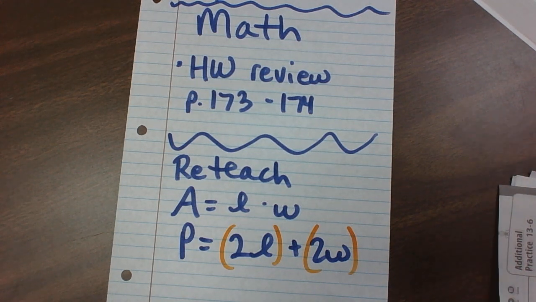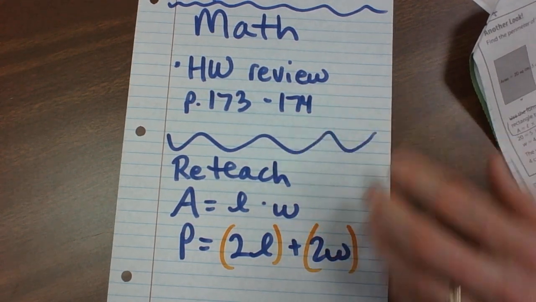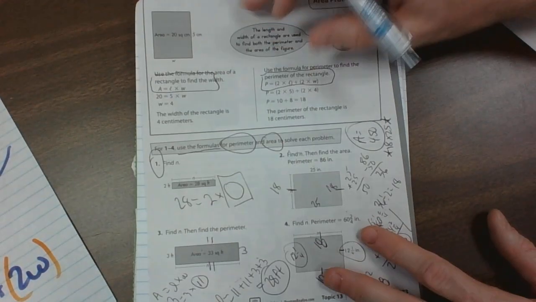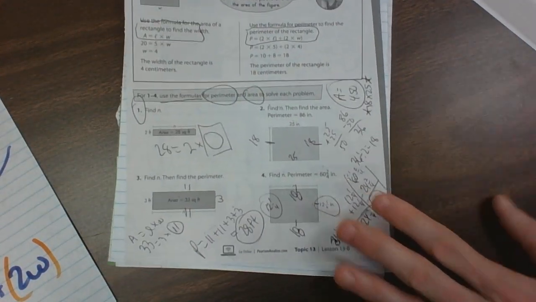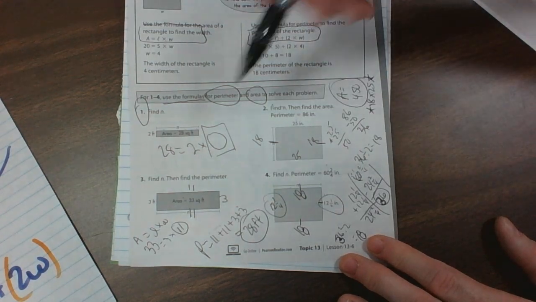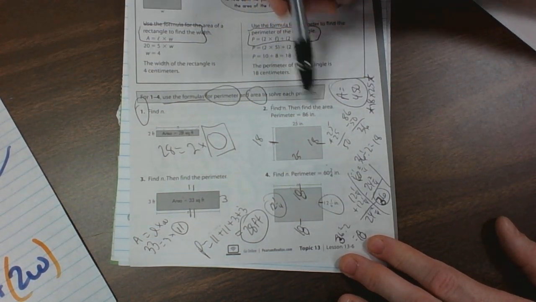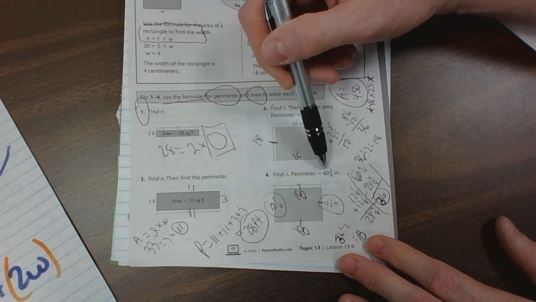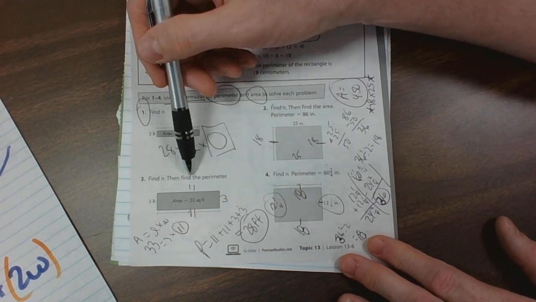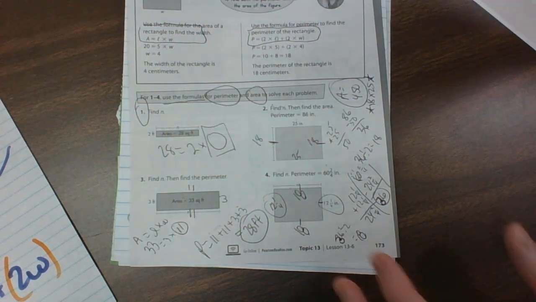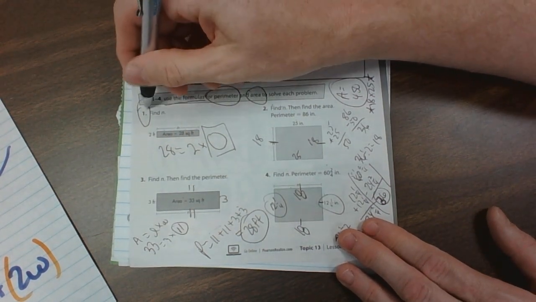You got the time. So let's go over homework pages 173 and 174, and then we'll get to a reteach page, okay? All right. So on this homework page, we already did these 3 problems. I want you to review them. Find the area if the perimeter is 86. Find n if the perimeter is 60 2/4. Find the perimeter. Okay, and they give you the area in that. So review these.